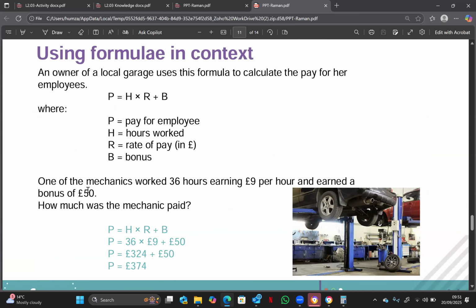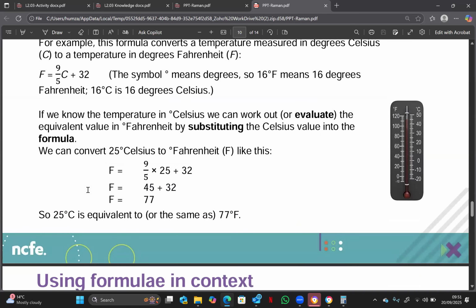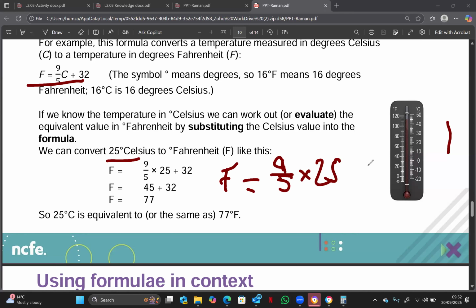Okay, no worries. So basically here, we're told the formula, right? F equals 9 over 5 C plus 32. Now it's given us what Celsius is, hasn't it? It's told us 25. So all we do is substitute the value. F equals 9 over 5 multiplied by 25 plus 32. Cool? Do you get why I did that?